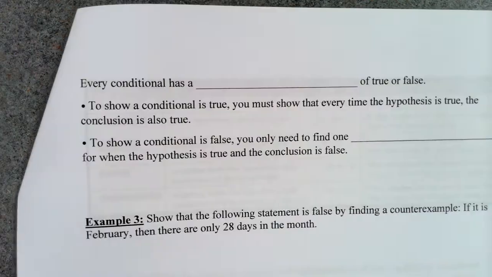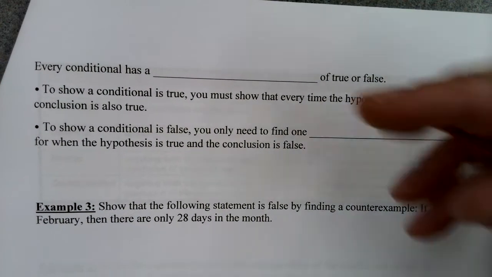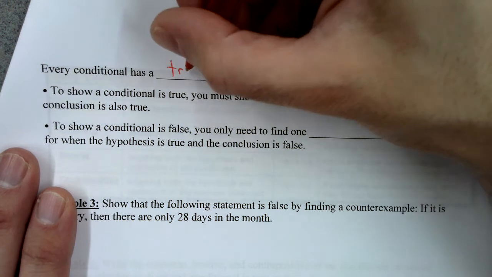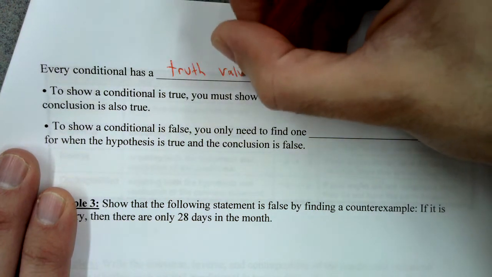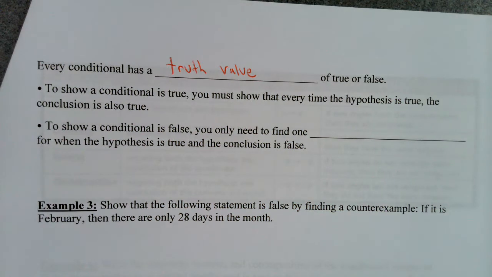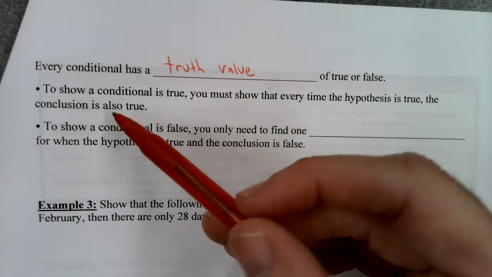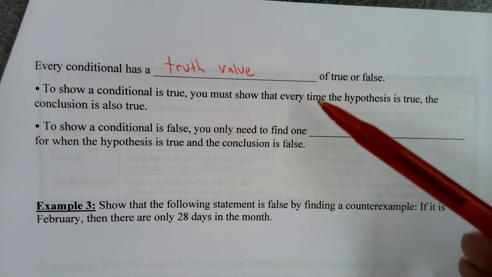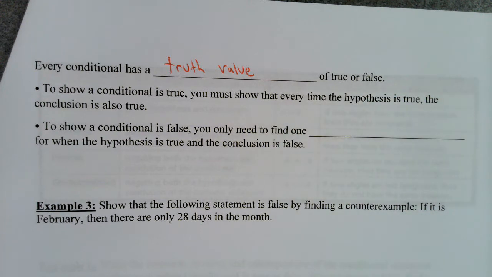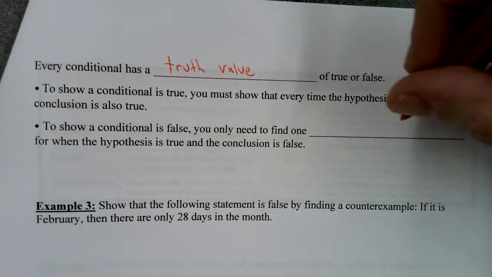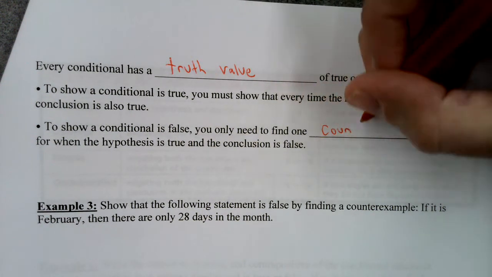Okay, second page. Every conditional statement has what's called a truth value of true or false. Every conditional statement has a truth value, which is either true or false. To show a conditional statement is true, you must show that every single time the hypothesis is true, the conclusion is also true. It has to work every single time for it to be true. To show that a conditional is false, you only have to find one. It's called a counterexample.